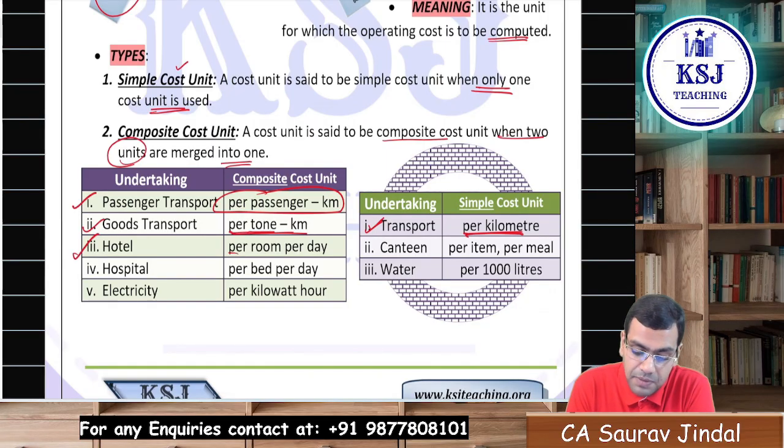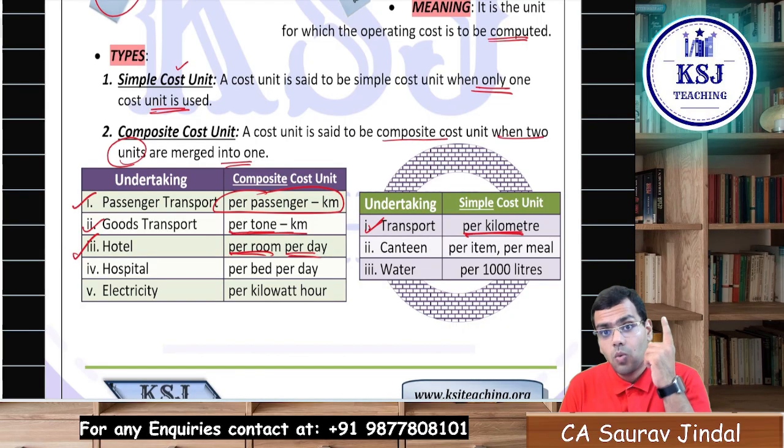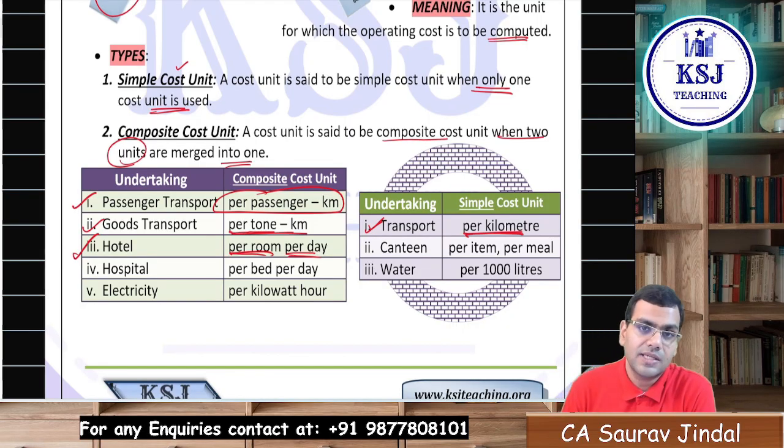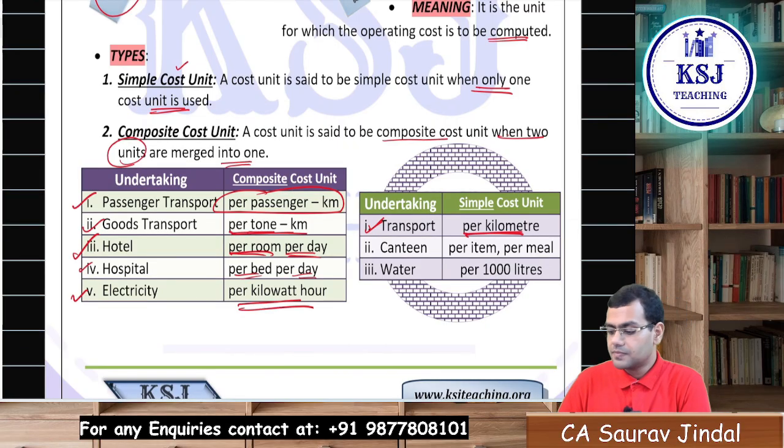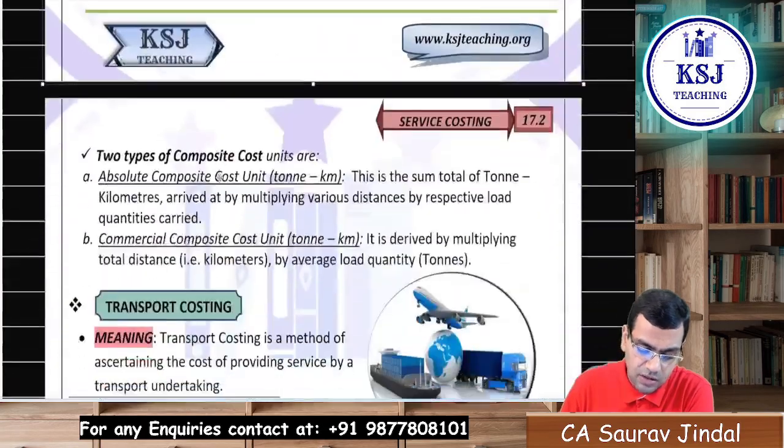Hotel costing, per room per day. Per room, what is the cost incurred for one room per day? Because the cost will be different if your room is occupied, and different if your room is empty. So we want to calculate the cost of one room for one day. On that basis only we are going to decide on the charges. Hospital, per bed per day; electricity, per kilowatt hour. So this is what is known as composite cost unit.